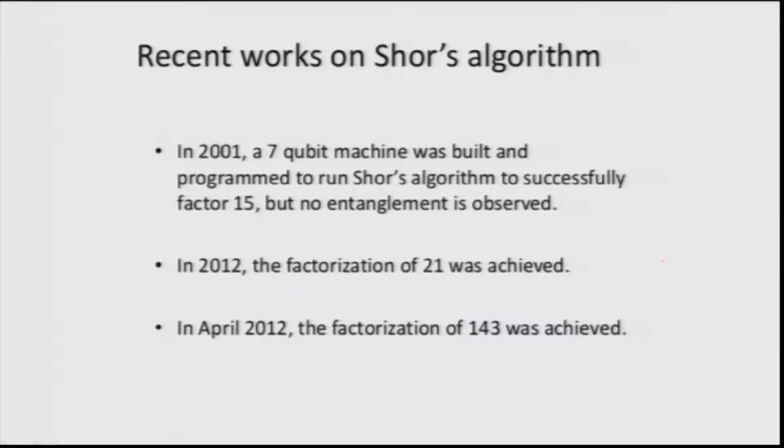Recent work on Shor's algorithm is something which is of interest. In 2001, for example, a 7-qubit machine was built and programmed to run Shor's algorithm to successfully factor the number 15, but no entanglement was observed. This was because it was done in an NMR machine, and in an NMR machine it is extremely difficult to observe entanglement. Although the process of factorization was possible, it is very difficult to observe entanglement there, and so that was one thing.